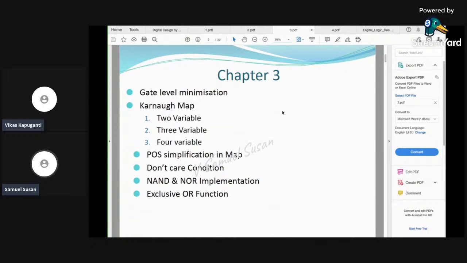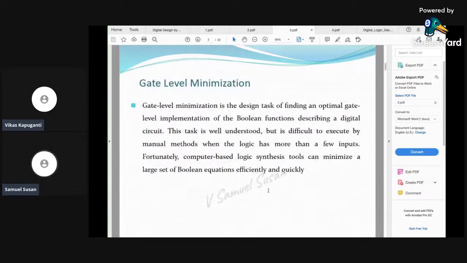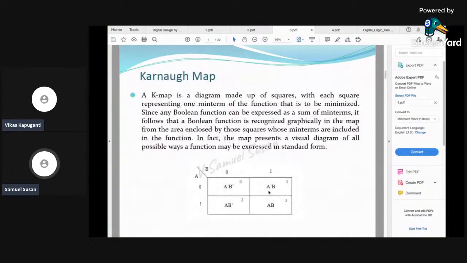In the further slides, you can see the don't care condition. In this PDF, go to the other slides where you find the K maps for don't care condition. We have given some very good examples in this topic.